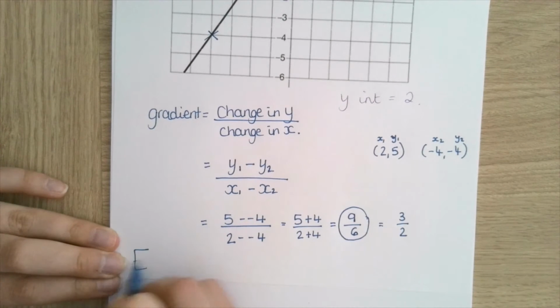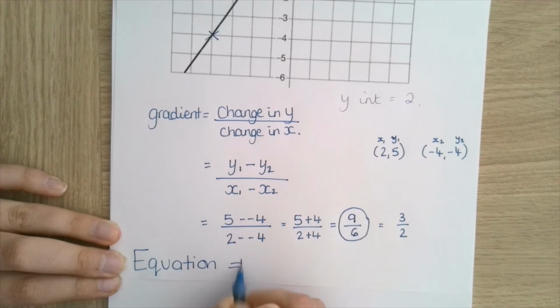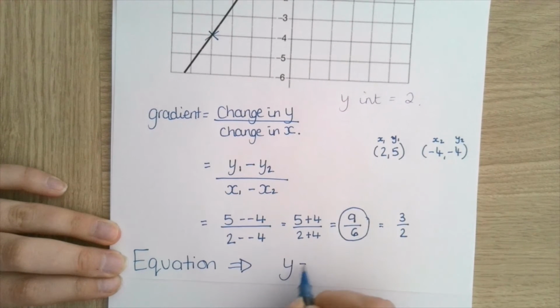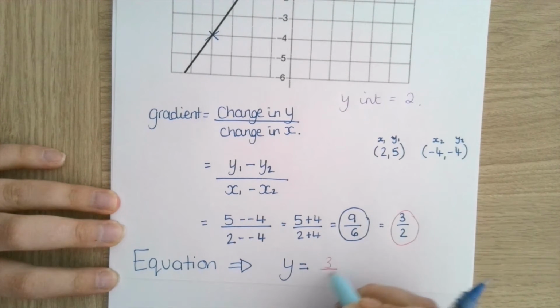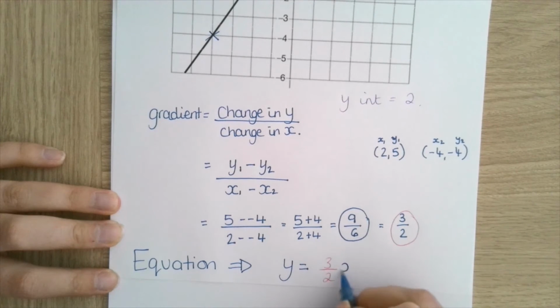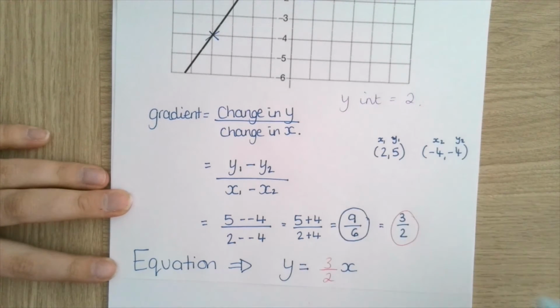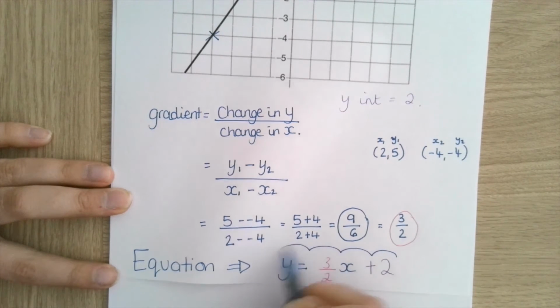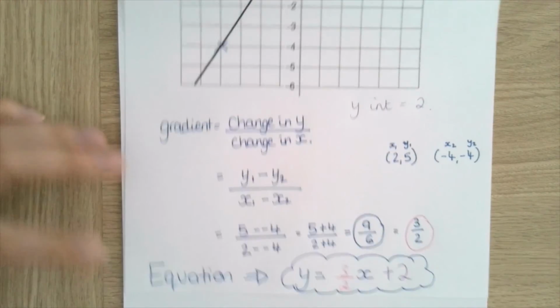So the equation of this line is y equals my gradient of 3 over 2, x, and my y-intercept that I worked out earlier, which is 2. The equation of this line is y equals 3 over 2x plus 2.